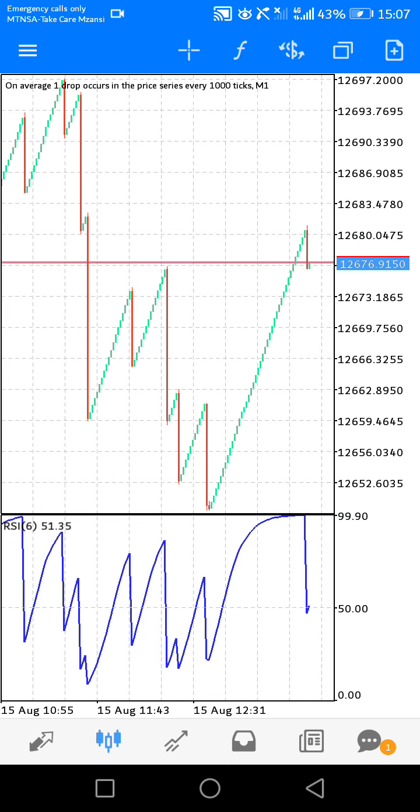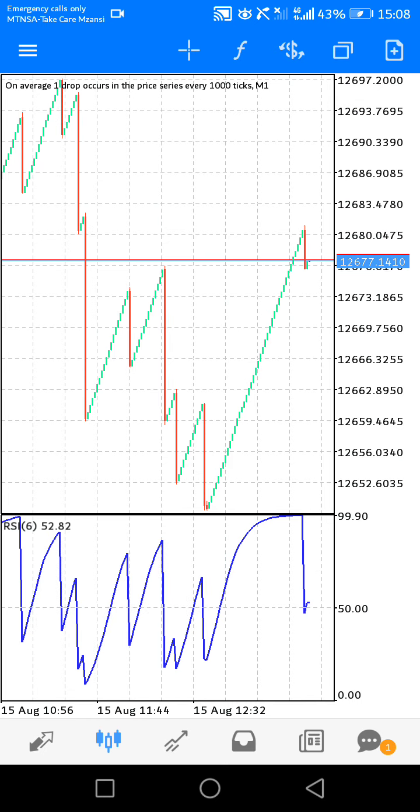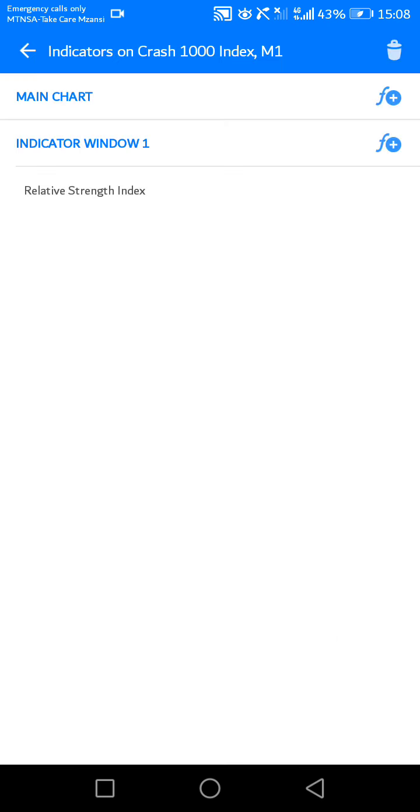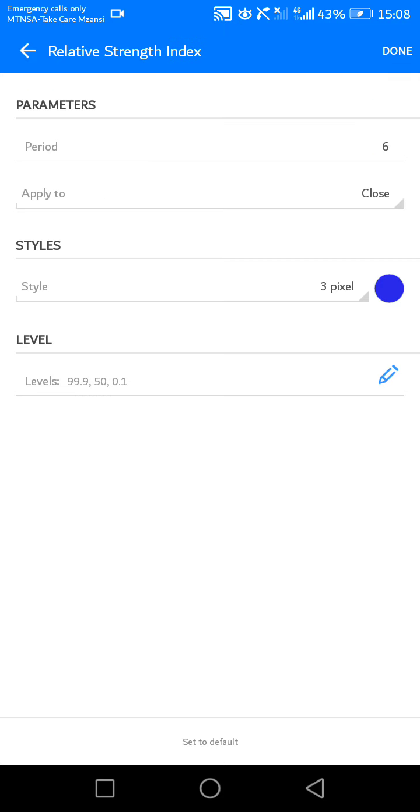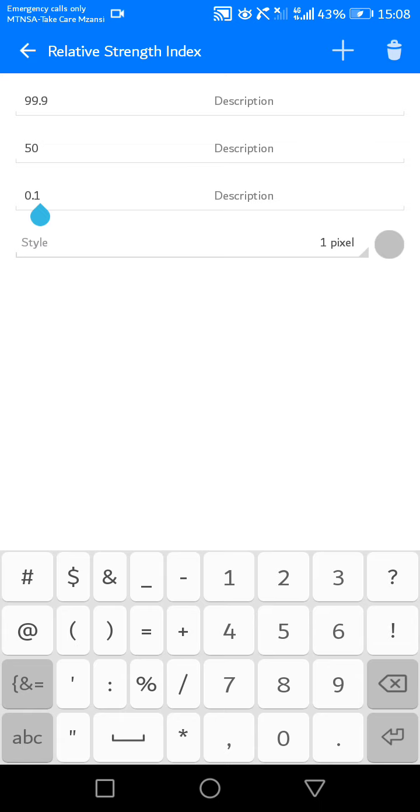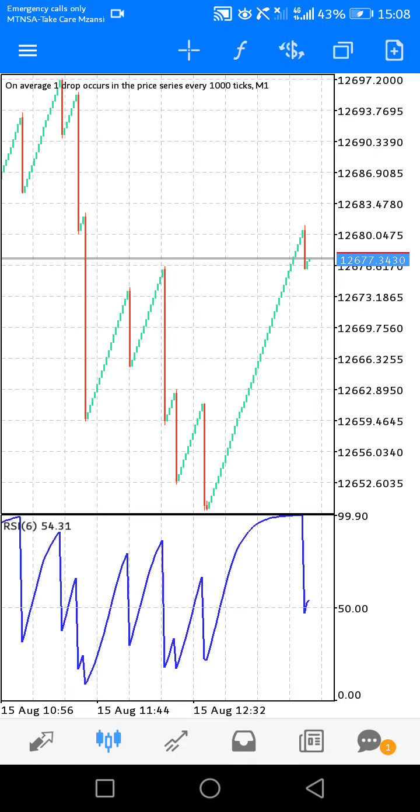So what this means is that every time this starts to reach 99.90 on crash, you enter a sell position, and on boom, every time it reaches 0.10, you enter a buy position. I think here it's showing us 0.00. Let's just check again on the relative strength index if we didn't do something right. 0.10. Let's see if it will show us something different. It's not. So anyway, let's continue.